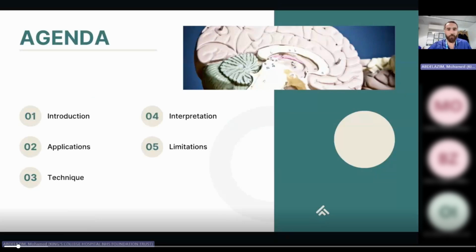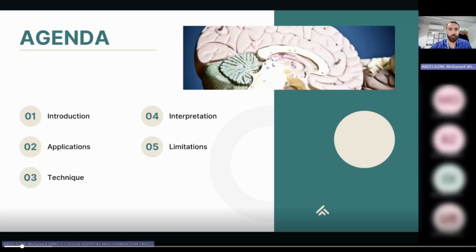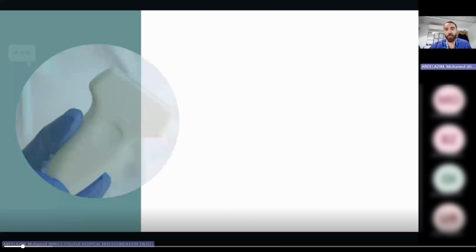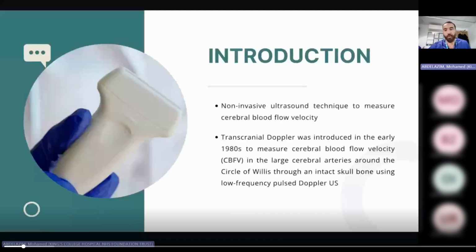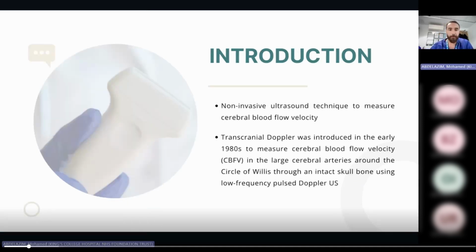Today we're gonna cover a few headlines: introduction, and then some of the applications that we tend to use TCDs for, the technique, interpretation, and some of the limitations to this tool. So obviously, transcranial Doppler is a non-invasive ultrasound technique to measure the cerebral blood flow velocity, and it started to be implemented in the early 1980s to measure cerebral blood flow velocity in the large cerebral arteries around the circle of Willis, which we will see in a second.